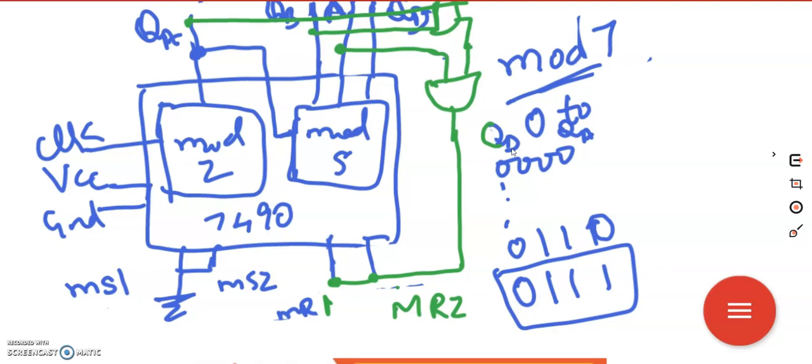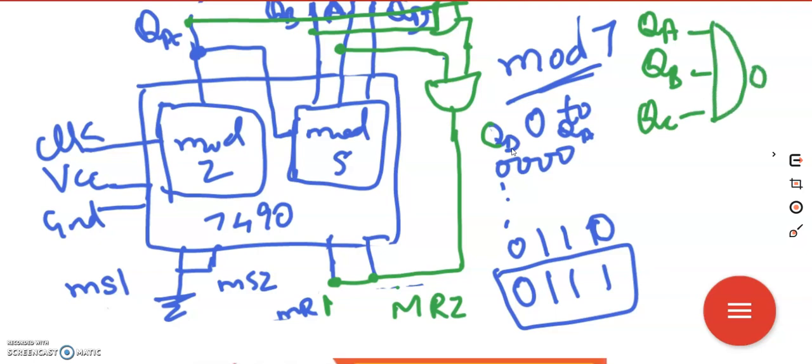Or else, the alternative we can do is connect all these QA, QB, QC to a NAND gate. Because in the lab, as we know, we have a 3-input NAND gate. We can provide this to a 3-input NAND gate. We know what the output of a 3-input NAND gate is. So whatever output we are expecting across AND, it will be reversed, right? So this I can't provide directly. I can pass it to an inverter. That inverter output I can give to MR1 and MR2. In that way I can still reset the count when it is 7.